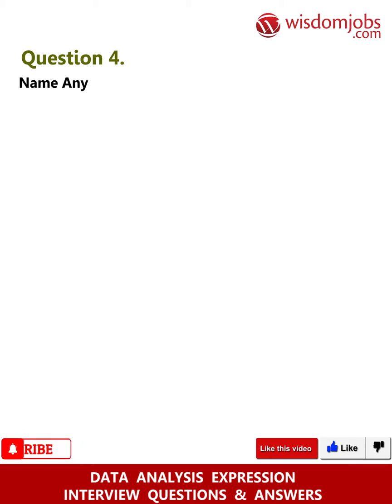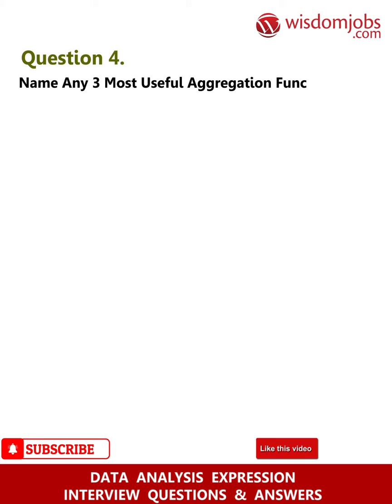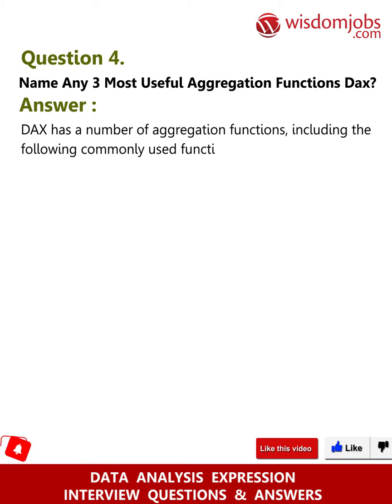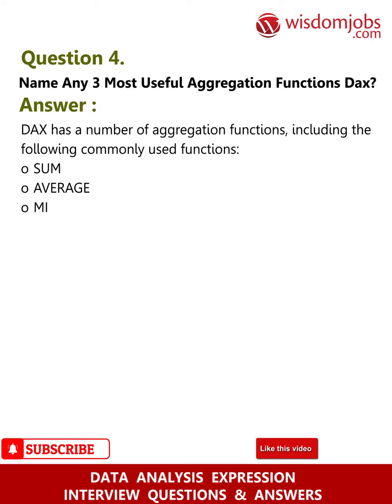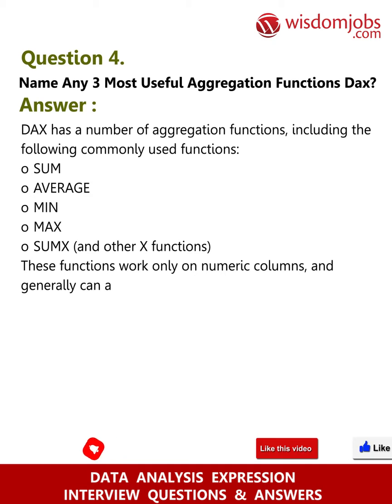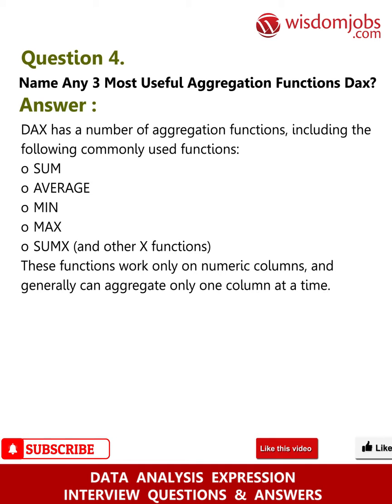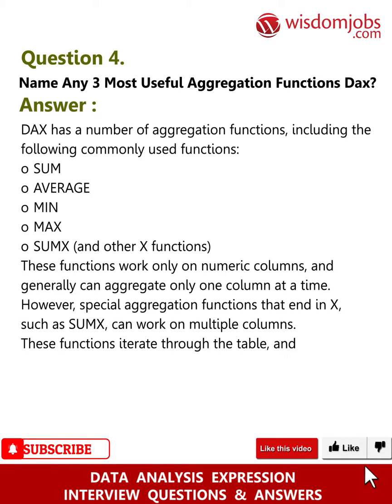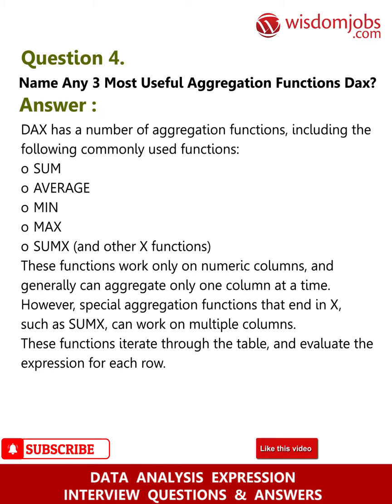Question 4. Name any 3 most useful aggregation functions in DAX. Answer. DAX has a number of aggregation functions, including the following commonly used functions: SUM, AVERAGE, MIN, MAX, SUMX, and other X functions. These functions work only on numeric columns and generally can aggregate only one column at a time. However, special aggregation functions that end in X, such as SUMX, can work on multiple columns. These functions iterate through the table and evaluate the expression for each row.